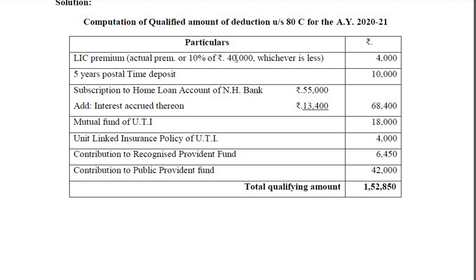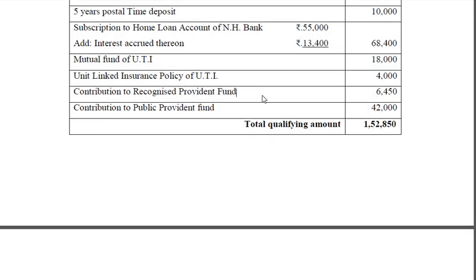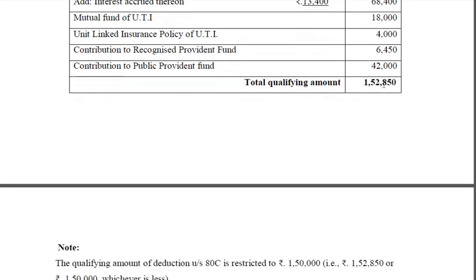I have explained already. LIC premium restricted to 10% of sum assured. So though you have paid 10,000, only 4,000 is qualified. 5 years postal time deposit is allowed. Subscription to home loan account as well as interest here. You have to make a note of this. Interest is also considered. Mutual fund of UTI is considered. Unit linked insurance policy of UTI is considered. Contribution to recognized provident fund is considered. But remember, interest accrued thereon is not allowed. Similarly, contribution to public provident fund is considered, but interest accrued is not considered.